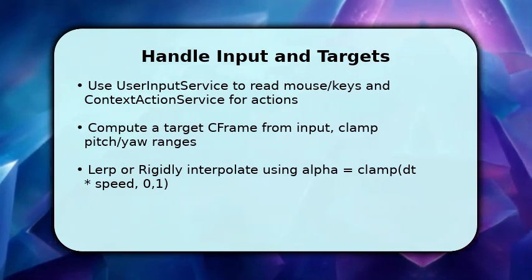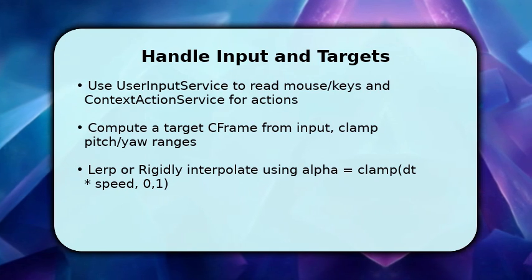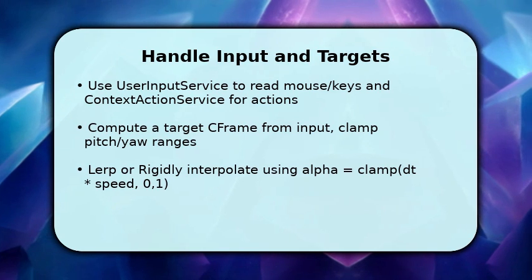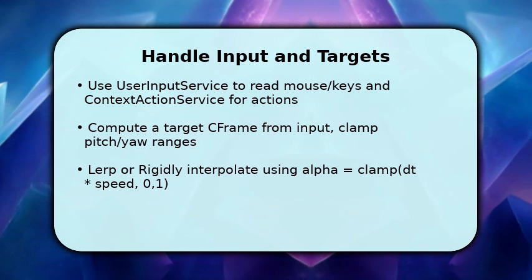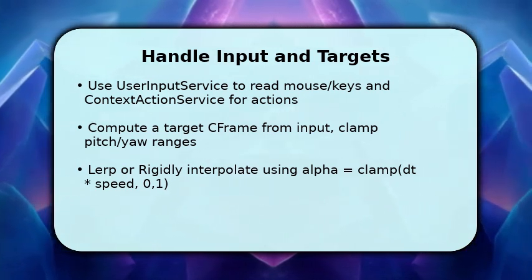Once done, smooth the motion by interpolating with CFrame:Lerp(targetCFrame, math.clamp(deltaTime * smoothingSpeed, 0, 1)) inside RenderStepped. Make sure to clamp pitch to avoid flipping and scale mouse sensitivity. Finish by polishing smoothing and safety.